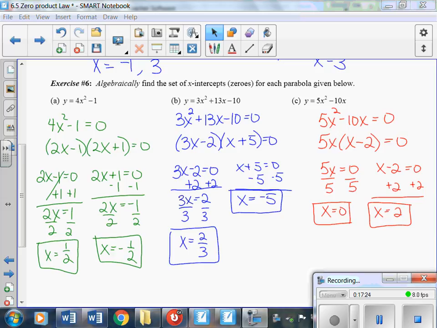So hopefully you're understanding this. Again, the only thing that's a little bit different than Algebra 1 is sometimes we have a little bit more complicated equations to factor, like B with the leading coefficient of 3. But other than that, this is not difficult. It's not hard to understand. So we're going to do 6.6 classwork in our next class. And you should be able to do that pretty easily.